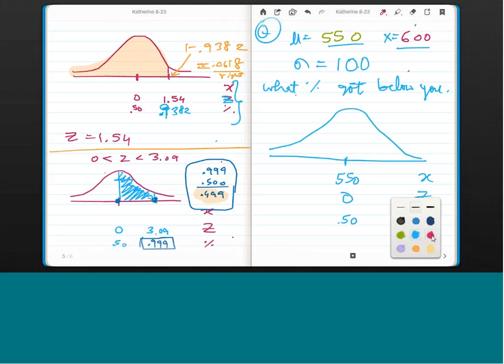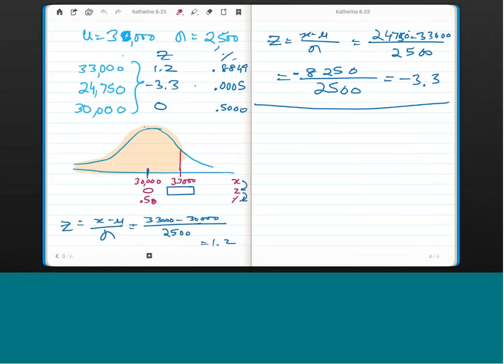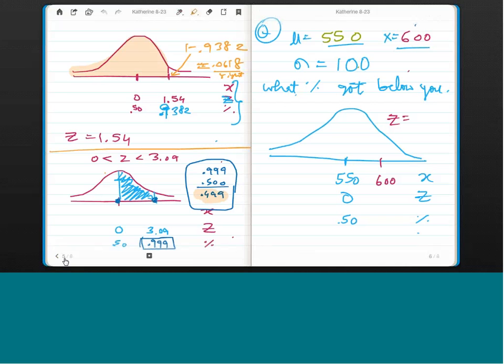And your score was here. Your score was 600, right? So what is the z for that? 600 is the x, right? That's what you got. So what is your z score? That's where you calculate z equals x minus mu over sigma. This is something you got to practice enough that you don't even have to think about it. So you do 600 minus 550 over 100.